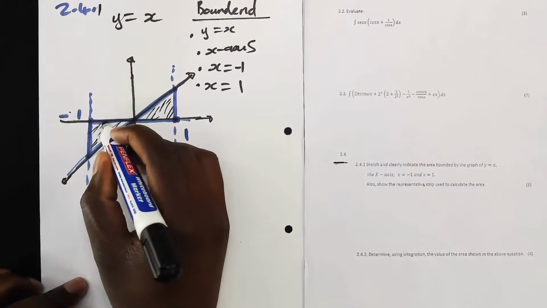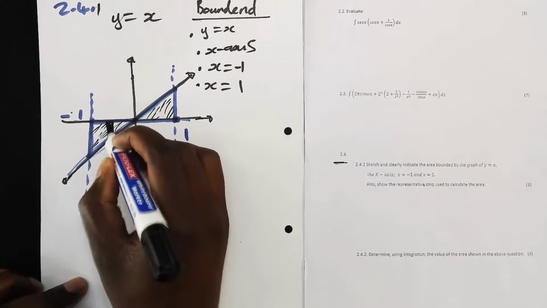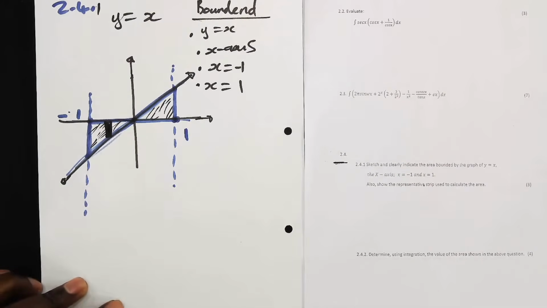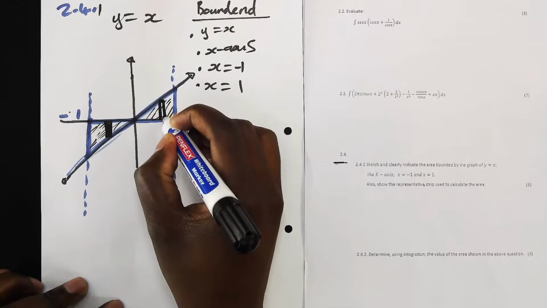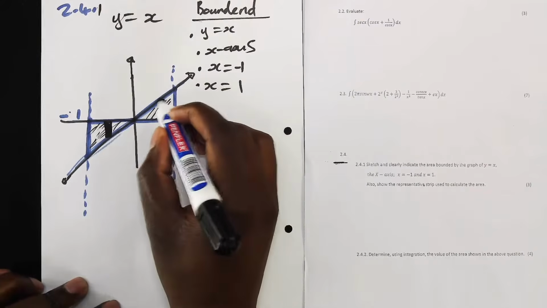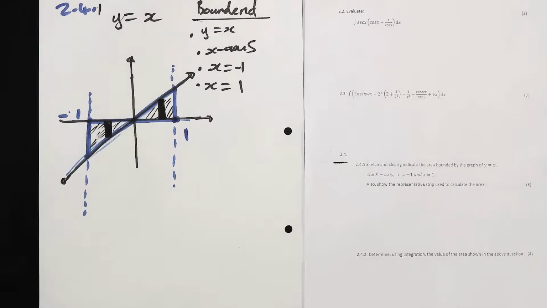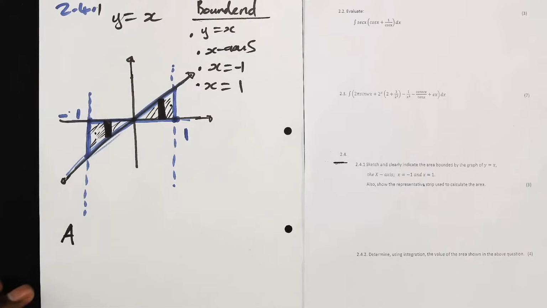So for the graph, the strip touching one part of the curve and touching the x-axis, must touch the x-axis. And we must have another representative strip for the other area there. It must always be perpendicular to the x-axis and touching the y equals x curve. So we need to understand that when we calculate area, we'll say this is area 1, this is area 2, because we have two portions of areas.